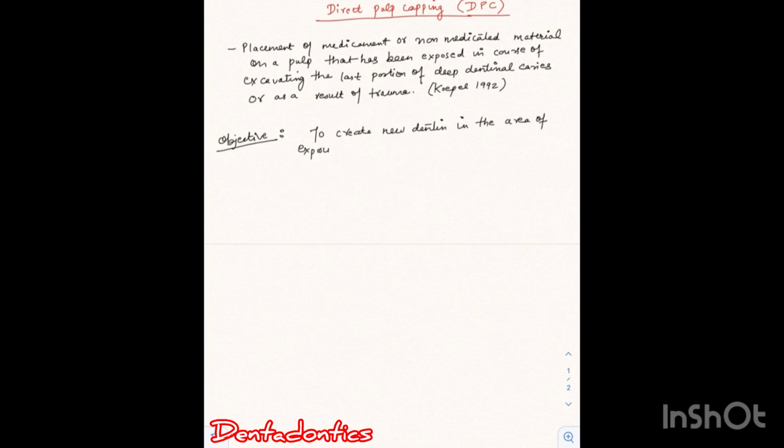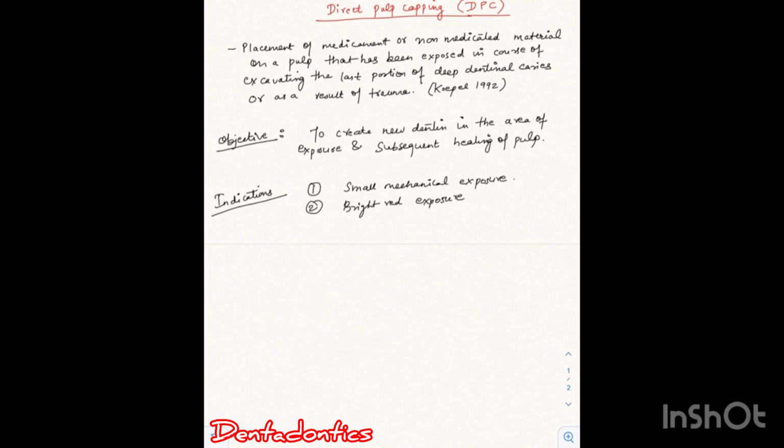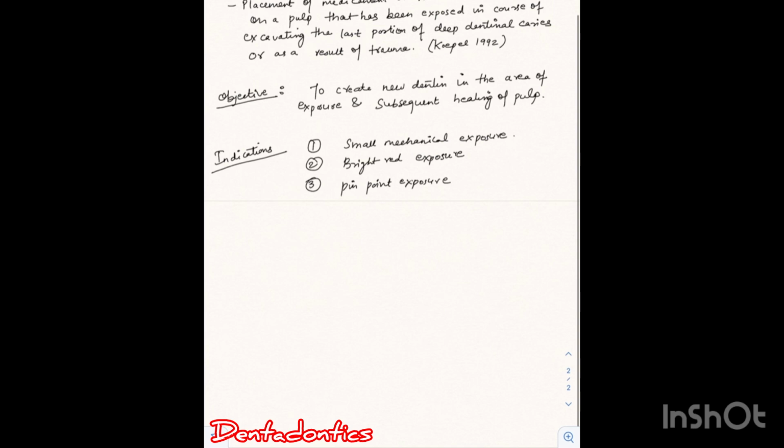Coming to the indications of direct pulp capping, it should be done in those areas where there is a small mechanical exposure which is surrounded by sound dentin. The exposure should have bright red hemorrhage that can be easily controlled by a dry cotton pellet with minimal pressure. It should have a true pinpoint exposure.